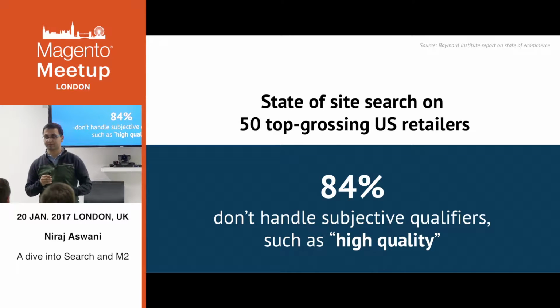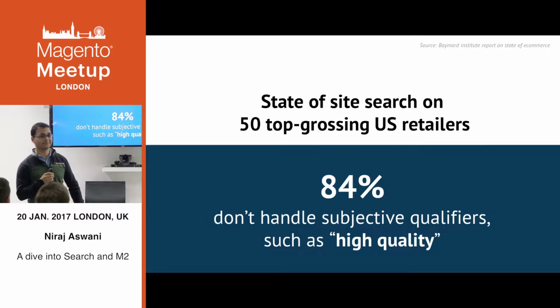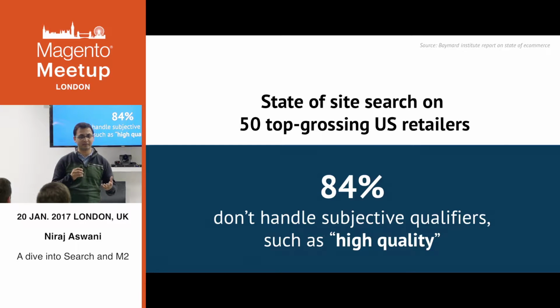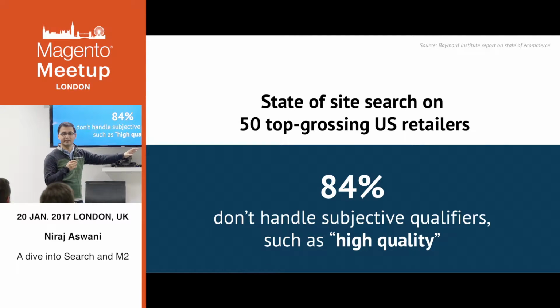How do you figure it out? Customer reviews. Perfect, thank you. What else? You want to provide some hints to your customer and tell them that this is the product that is really good. But what happens if a customer types high quality XYZ? Would your search support that? 84% of the websites don't support that.